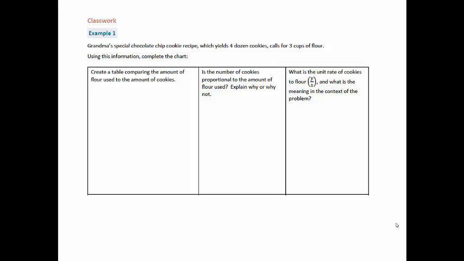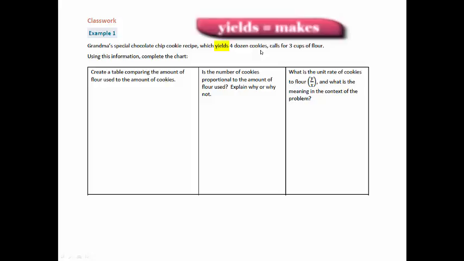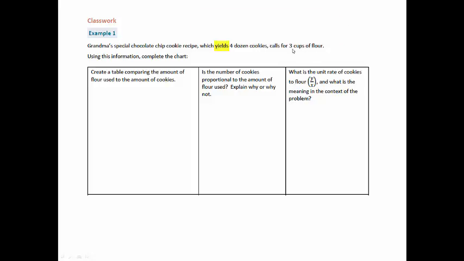In this example, Grandma's special chocolate chip cookie recipe, which yields, that means it makes, 4 dozen cookies, calls for 3 cups of flour. So for every 3 cups of flour we use, we get 4 dozen cookies. We're going to use this information to complete the chart. Now the chart in your book has 6 boxes. I'm showing the first 3 here. We'll see the next 3 on the next slide.